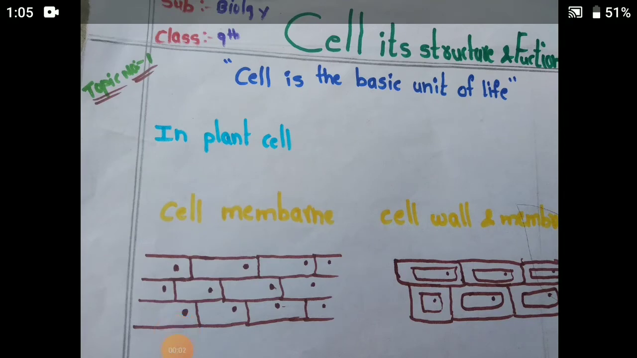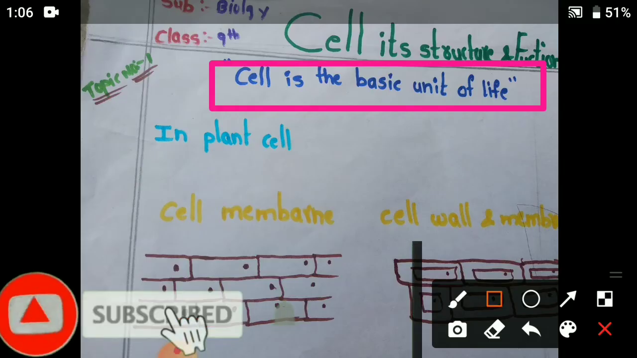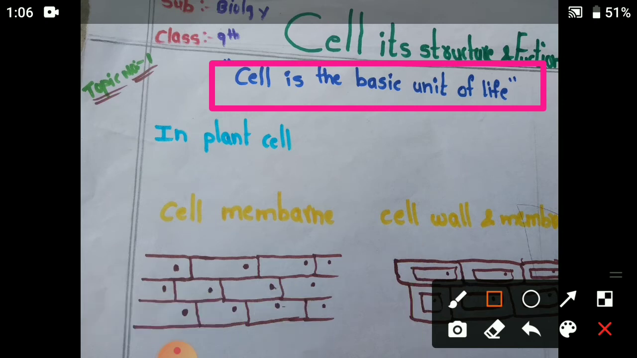Okay, we see our subject, biology class 9: the cell, its structure and function. The cell is the basic unit of life. Okay friends, under the microscope we see the cell membrane and cell wall in this type.